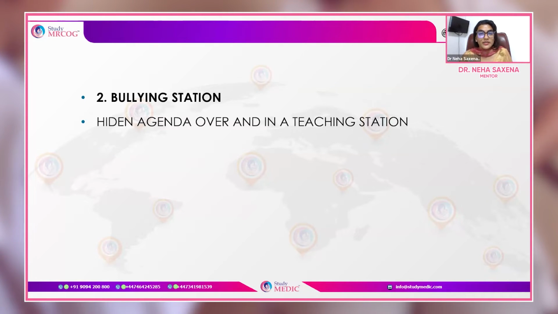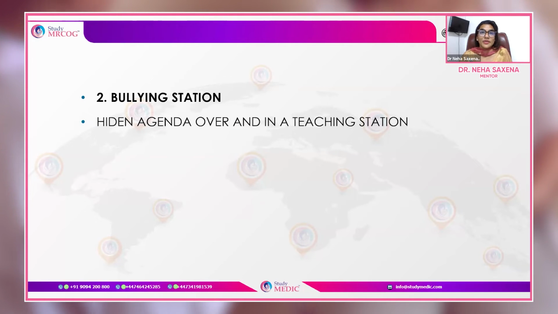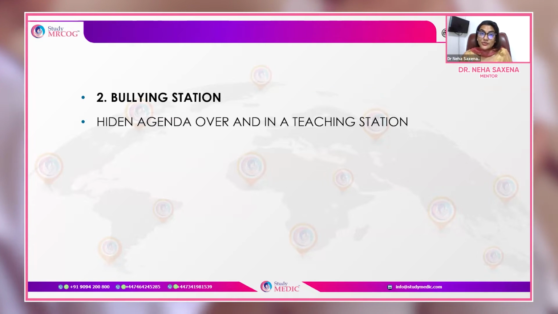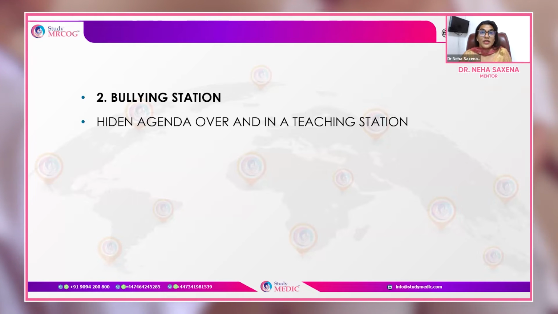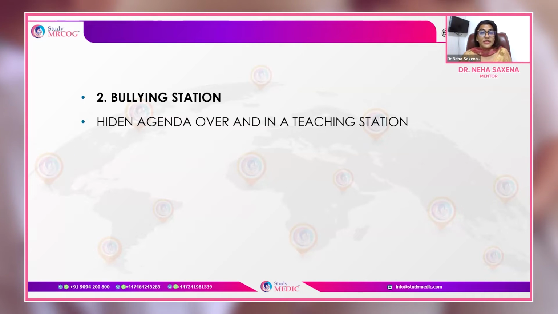Usually in the bullying stations, the role player will be very upset about the thing. He or she would be behind you in learning the particular topic. "Doctor, I want to learn about ectopic. Doctor, I want to learn about the pessary. Doctor, I want to learn about the termination of pregnancy." And he would be very anxious. You would be seeing the sitting posture. You would be seeing the body habitus of the role player as well.